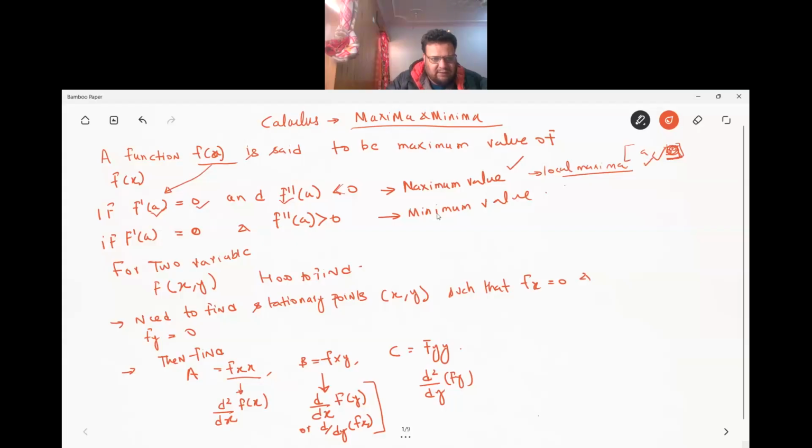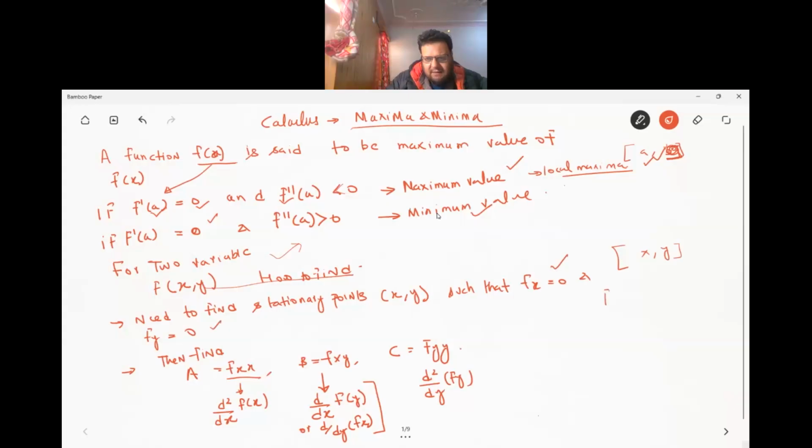Same way, if you are doing f dash of a and it is coming to 0 and f double dash of a is greater than 0, then it will give you the minimum value. Now, if you have an equation with two variables, first of all you need to identify the points x comma y such that f of x is equal to 0 and f of y is equal to 0.